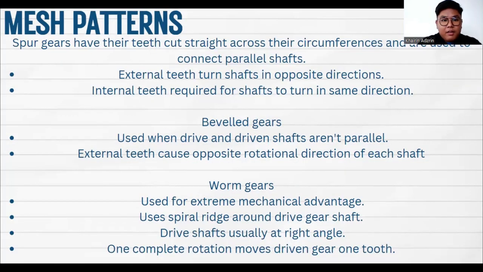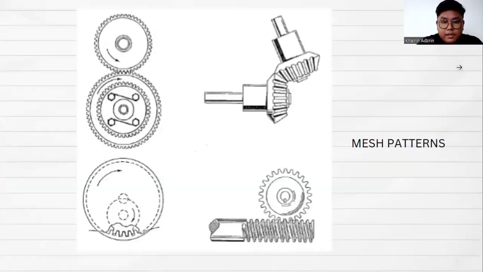Mesh patterns. Spur gears have their teeth cut straight across their circumference and are used to connect parallel shafts. External teeth turn shafts in opposite directions. Internal teeth are required for shafts to turn in the same direction. Bevel gears are used when the drive and driven shafts are not parallel. External teeth cause opposite rotational direction of each shaft. Worm gears are used for extreme mechanical advantage. They use a spiral thread around the drive gear shaft. The drive shaft is usually at a right angle. One complete rotation moves the driven gear one tooth. This is an example of the mesh patterns.